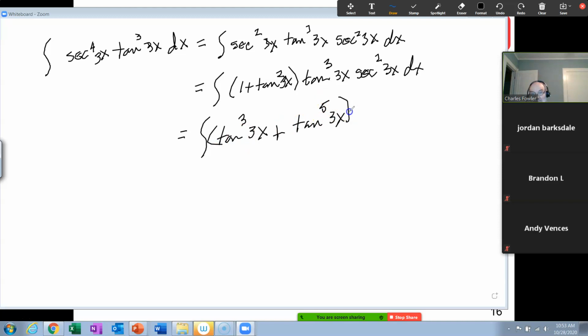And then we have a secant squared of 3x dx. Now, well, I don't want to do that.